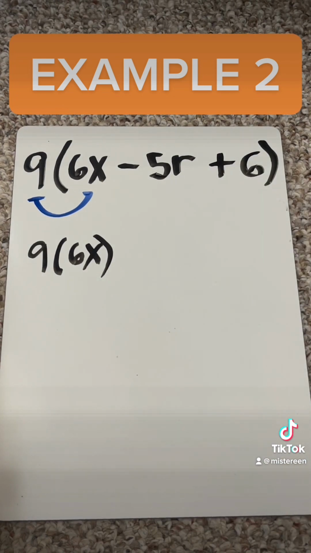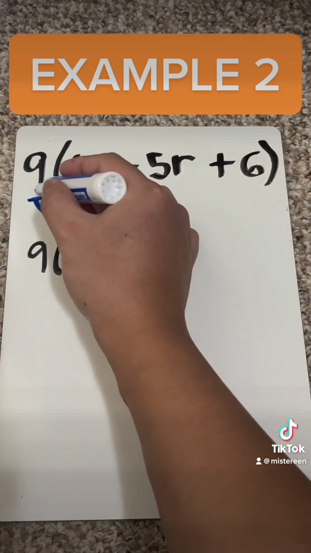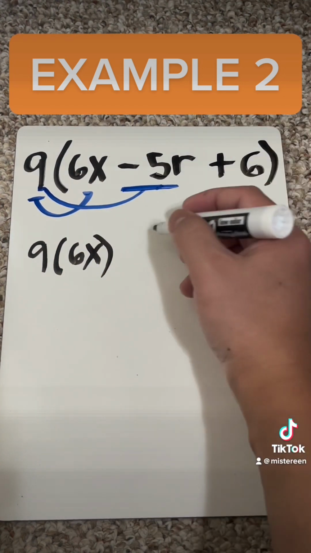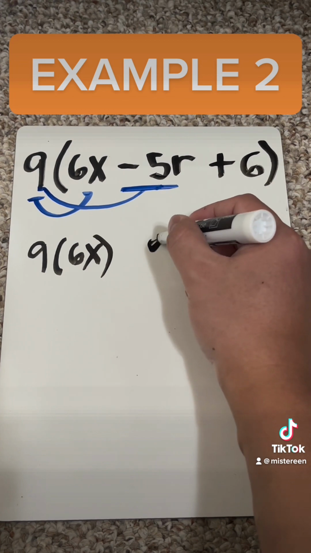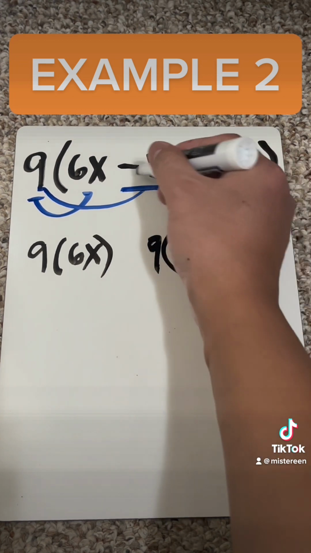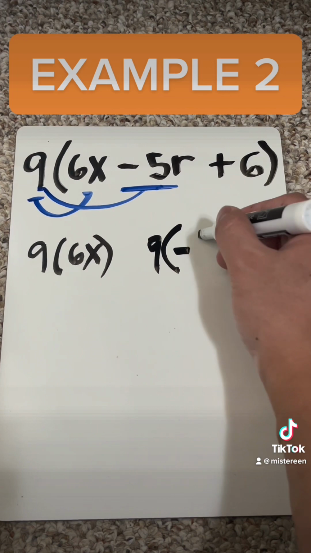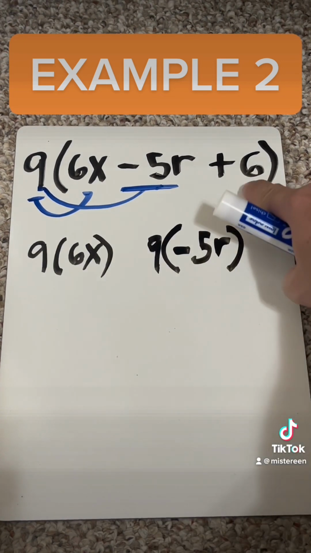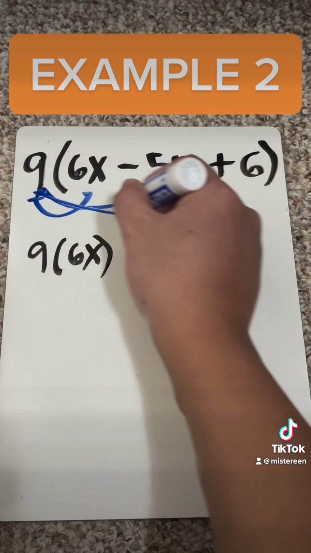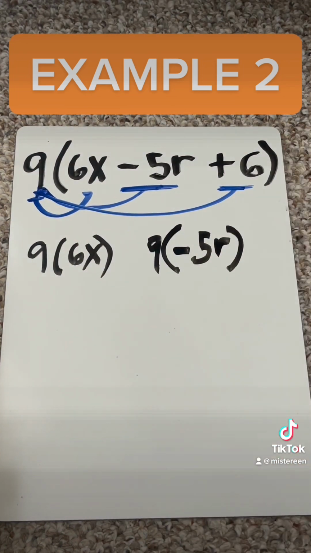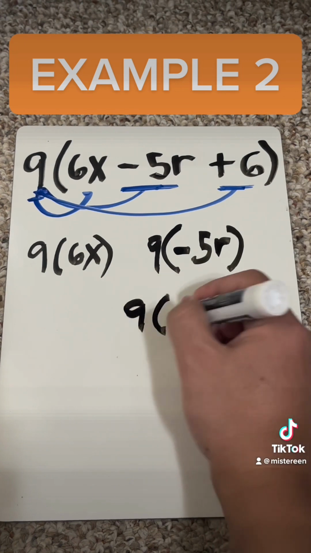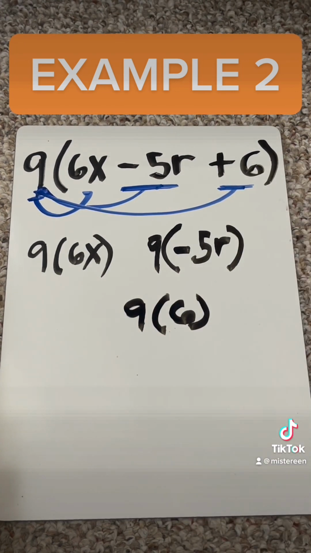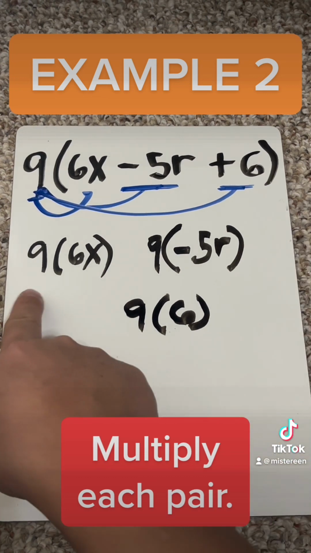And then your next pair will be another 9 and then the second number here. So you can put it again in here, another 9, and then the number there is negative 5r. Okay? And then you still have another number here, so another 9 times this third number. So that's a 9 and a positive 6. All right? So you do the pairing. Now, perform multiplication for each pair.